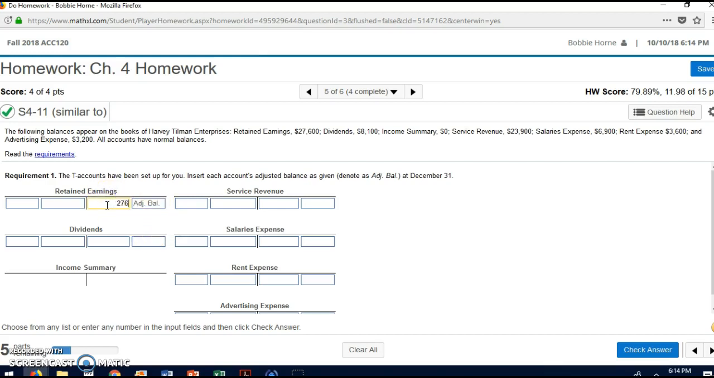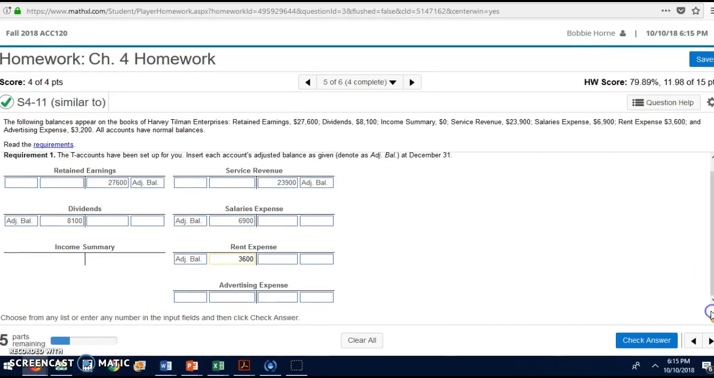So retained earnings normal balance is a credit. Service revenues normal balance is a credit. Let's see, 23.9. Dividends normal balance is a debit. Dividends are 8,100. Salaries expense is 6,900, a normal debit balance. Rent expense is a normal debit balance of 3,600. And let's see, advertising expense normal balance is 3,200. So we have entered all of our normal balances.